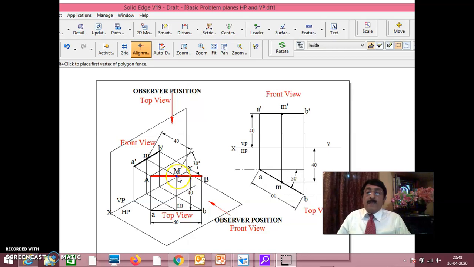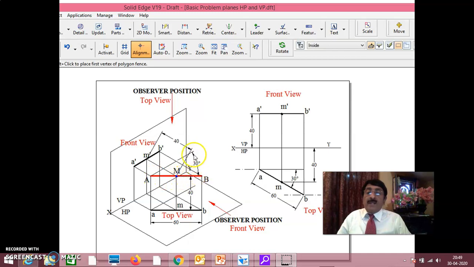Now, the midpoint of AB is M. If M is the midpoint, the corresponding front view of this M is M dash, in between A dash B dash. The corresponding top view of M is small m, in between AB. Now you see here, keeping 30 degrees to VP constant, it is parallel to HP.